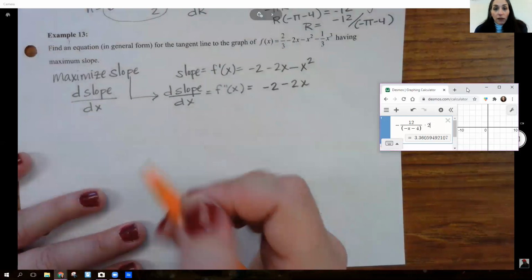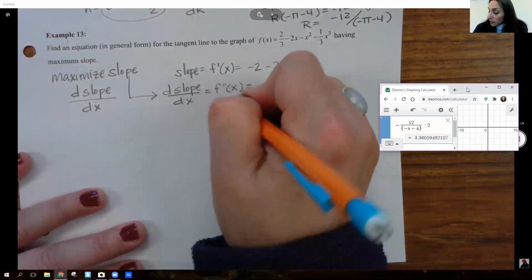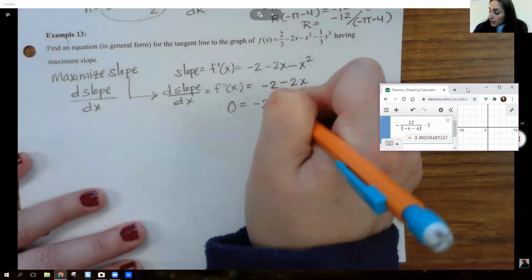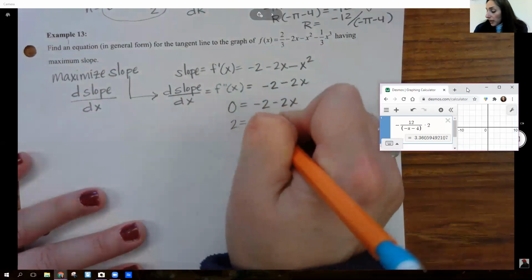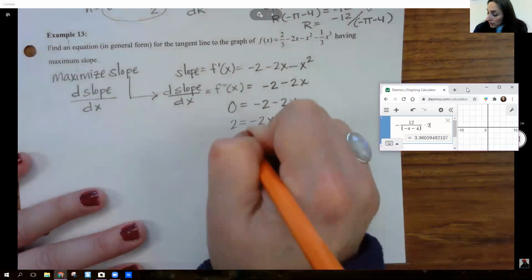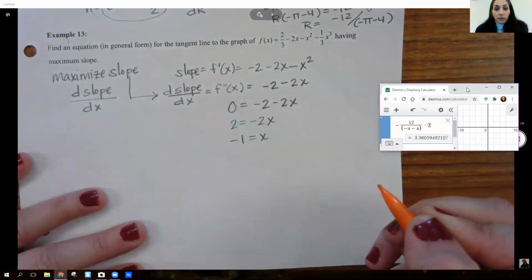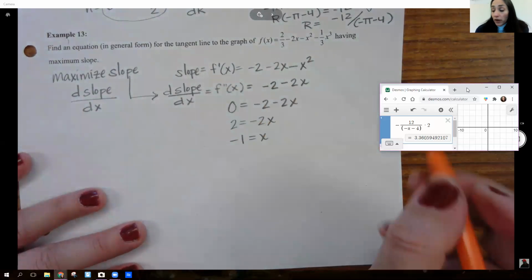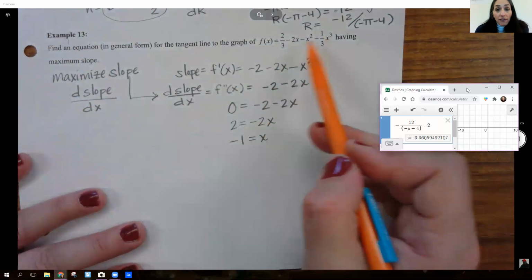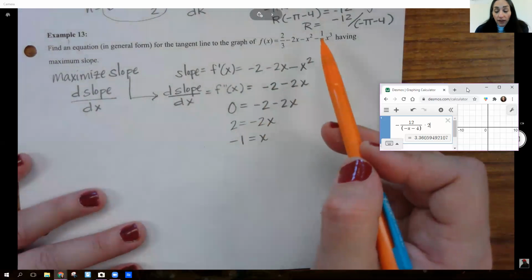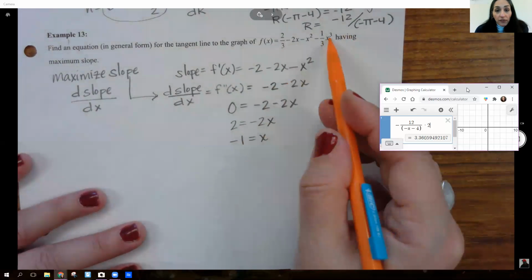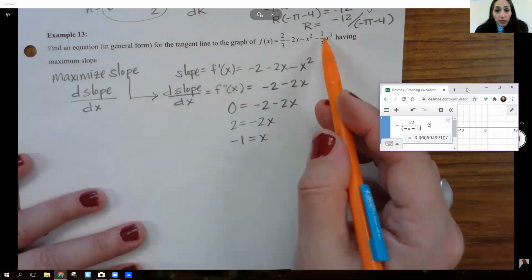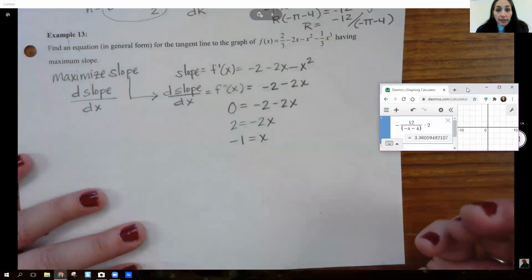So to maximize that, to find the maximum, we're going to set that equal to 0. -2 minus 2x, solve for x. So 2 equals -2x, x equals -1. So at x equals -1, this curve is going to have a maximum slope, okay? So let's go ahead and plug -1 back into f of x to find what that y value would be, so we know the coordinates of the point where that maximum slope occurs.